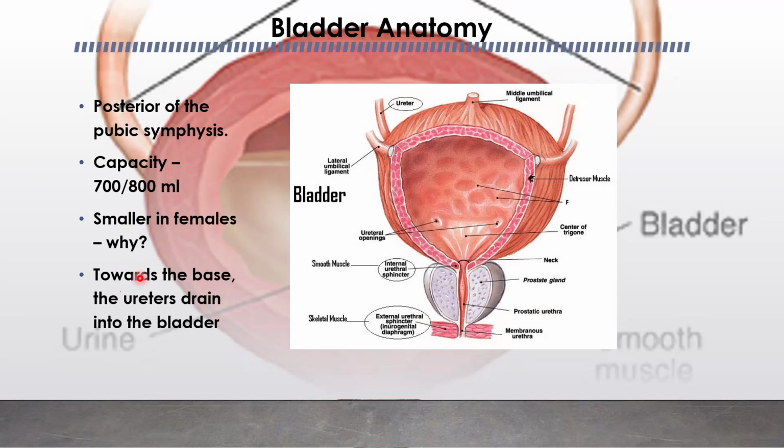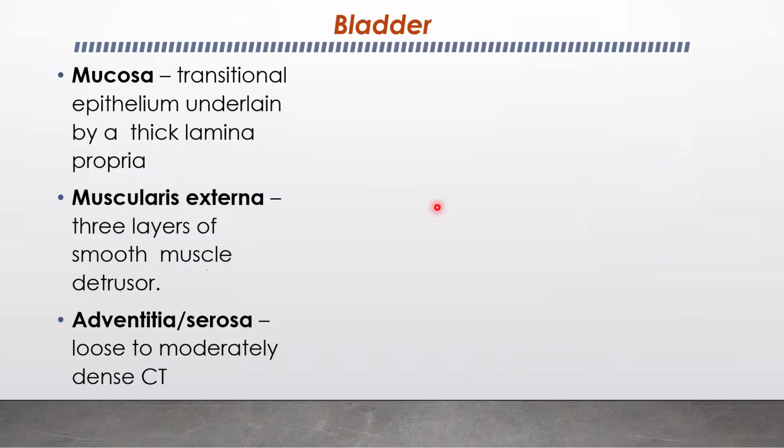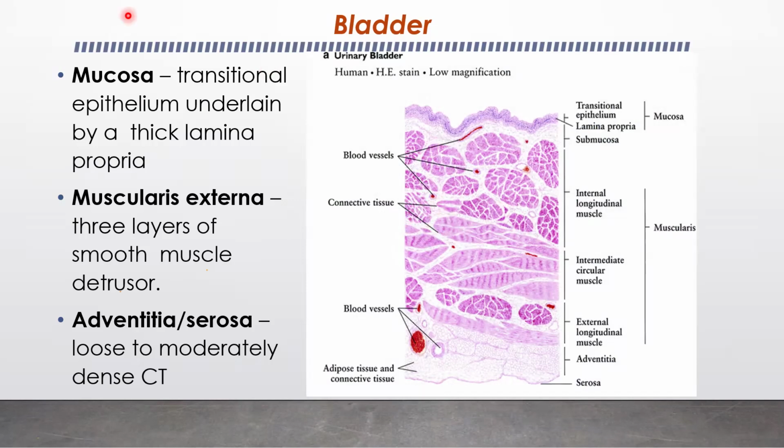Why? And then the other point is that towards the base, we'll have the ureters draining in, as you can see here. These are the 2 ureters. And then the draining of the ureters, the ureteral openings, and the opening of the urethra will form a trigone there, as you can see. Okay, so we can appreciate the layers of the bladder. We'll start with the mucosa. This is a mucosa that we'll be talking about, containing now the transitional epithelium, which is stratified squamous.